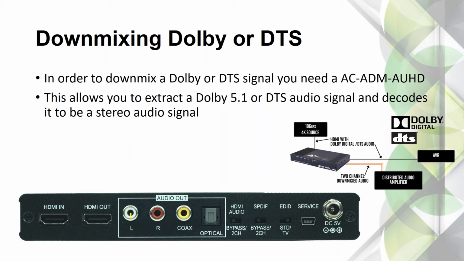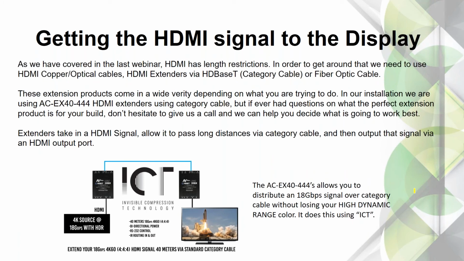So now that we've looked at delay, scaling, EDID management, let's talk about getting that signal there. So there's a couple things you can do in extended 18 gig. One is you can use our EX40. So this is the EX40-444. We have these in 70 and also 100. And those are full 4K 60 444.